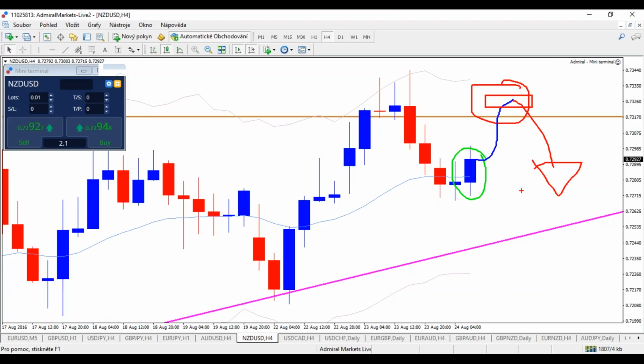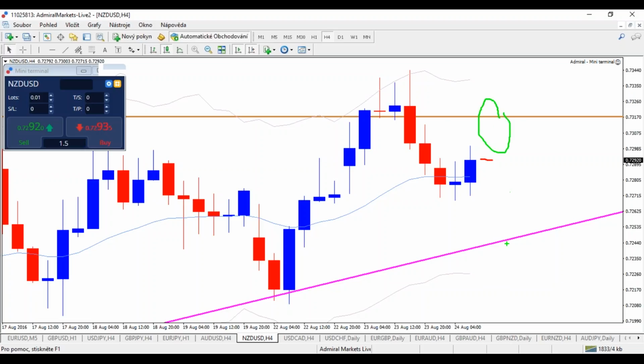So I think a candle like this could be a good signal to trade. But I would be very keen on moving the stop loss to break even as soon as we get one more candle after this.